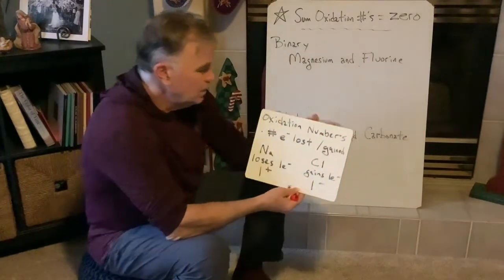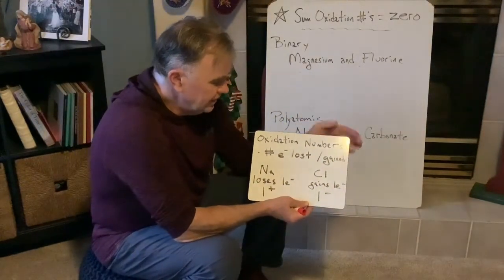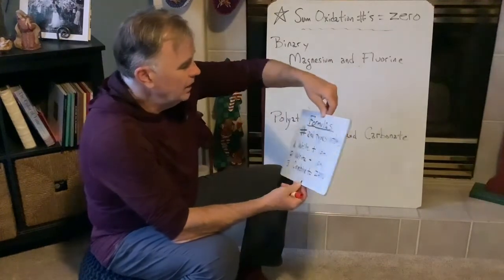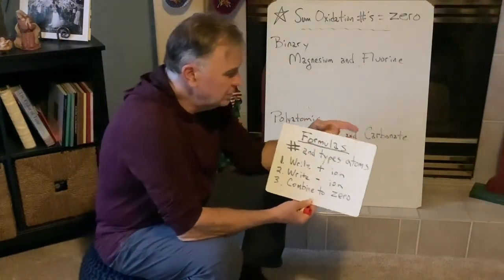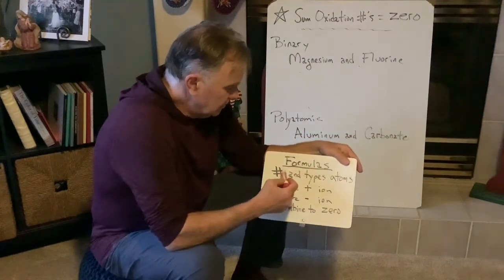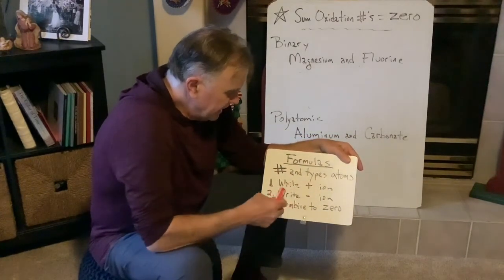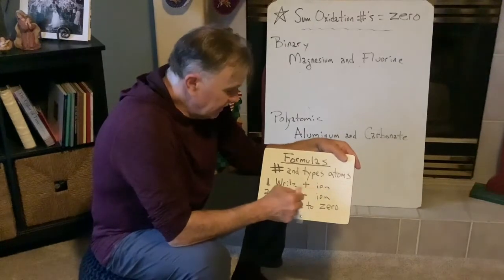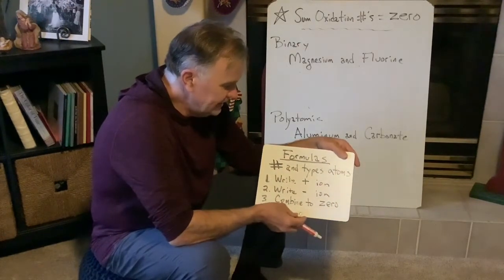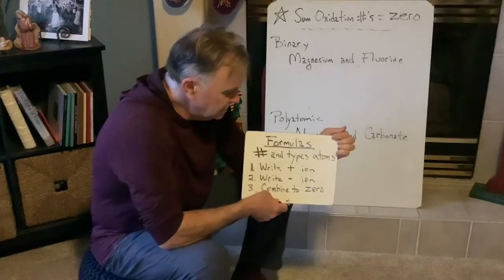We already talked about oxidation numbers, or the number of electrons lost or gained. We already went over that. Now here we go. How do we write the formulas? So here are the rules for writing formulas. The formula gives the number and types of atoms. First of all, you write down the positive ion. That's going to be the metal, the ones on the left side of the periodic table, because they tend to lose electrons.